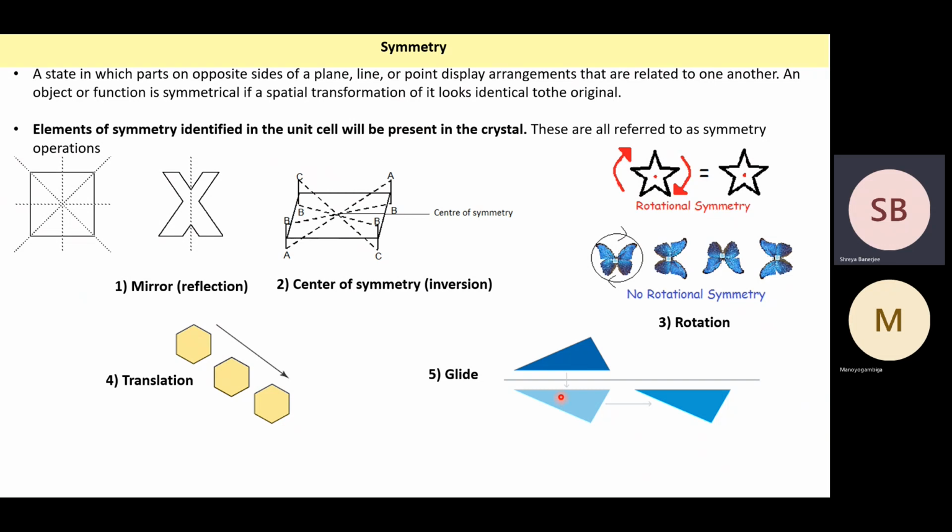Glide symmetry is basically a combination of the reflection symmetry and the translation symmetry. So if you look at this triangle and you imagine this line is a mirror, you can see this is the mirror image of this triangle. And after reflection, if you translate it, then this total operation of reflection plus translation is called glide. So the symmetry between these two triangles is glide symmetry. Now we will look into the details of each of these symmetry elements.